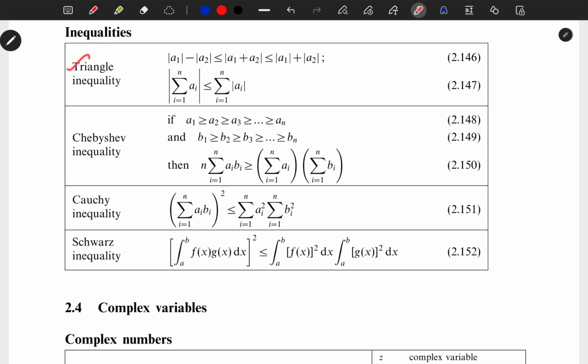Inequalities. Triangular inequality: the difference between two individual terms is less than the summation of the terms, and also lesser than the individual sum. So this is the triangular inequality. Cauchy inequality: the multiplication and then summation and then taking the square is smaller than the product of the individual summation squares.